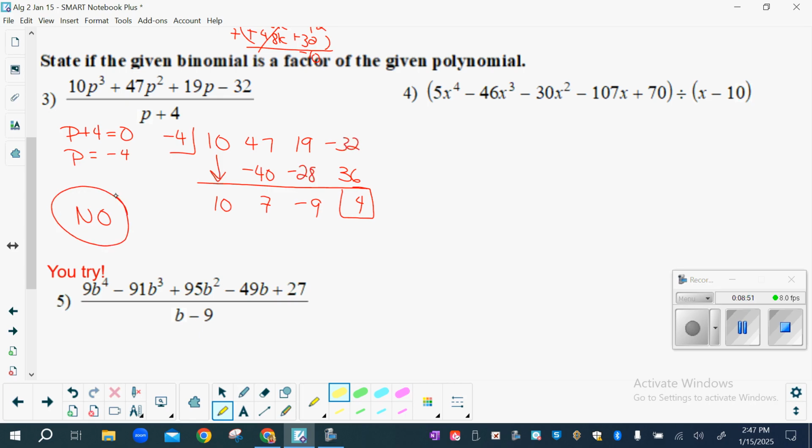Don't leave it like this. This is a very common mistake. Students will just leave it like this on a quiz or a test. Make sure you write no. For partial credit, you said whenever the remainder is not a 0, it's a no. Correct. Okay, so let's do another one.